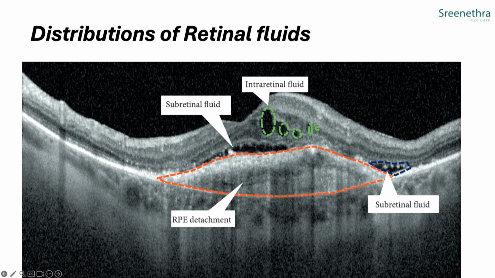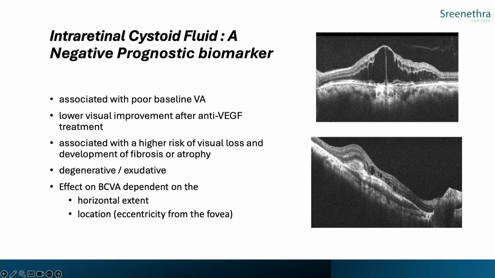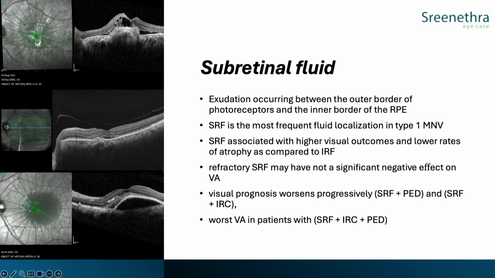Distribution of fluid is one of the major biomarkers. Intraretinal cystoid fluid is associated with poor baseline visual acuity as well as poor visual recovery after anti-VEGF treatment. It's associated with a higher risk of visual loss and development of fibrosis and atrophy. It need not be exudative fluid, as Dr. George mentioned; you could also have degenerative cystoid spaces. Subretinal fluid is the exudation which occurs between the outer border of the photoreceptors and the RPE, and it's a better biomarker as compared to intraretinal fluid.